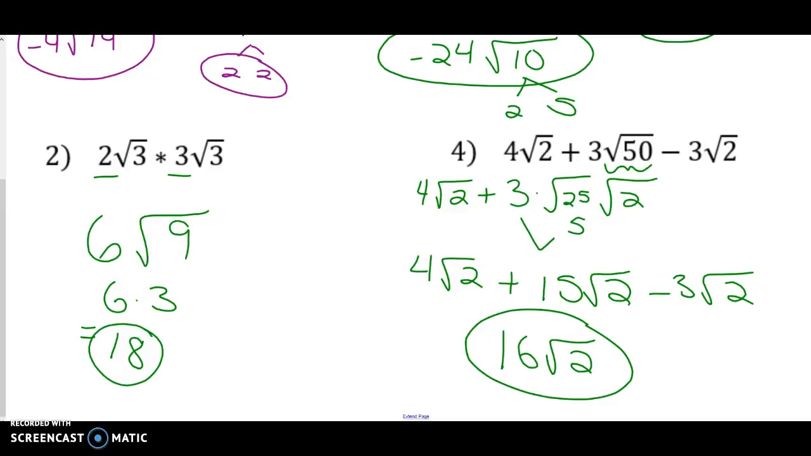Can you do it the factor tree way? It would be the same. The only difference is this step right here.